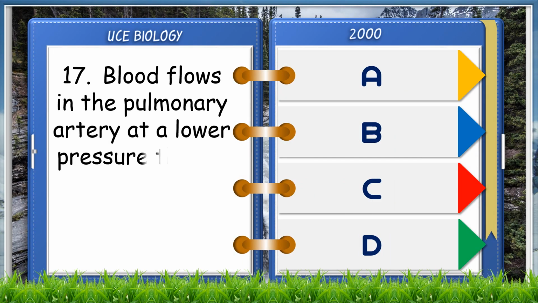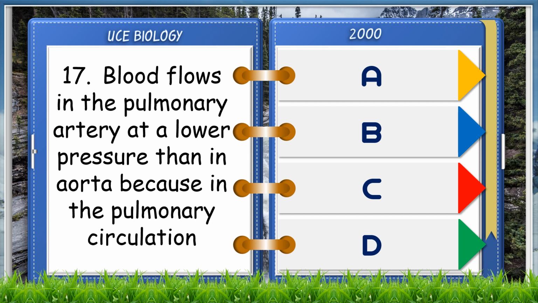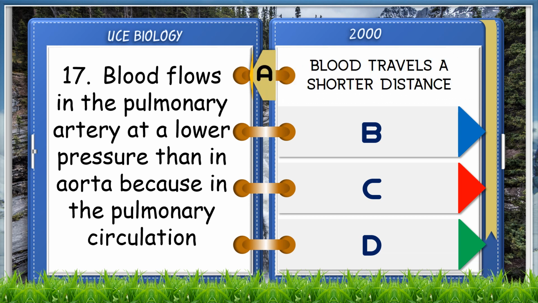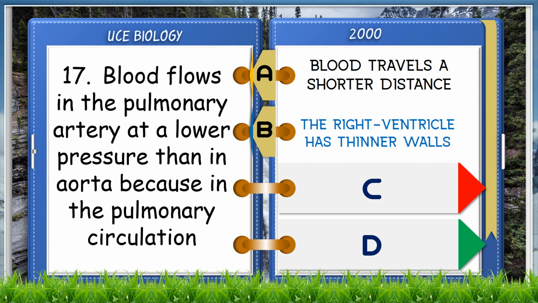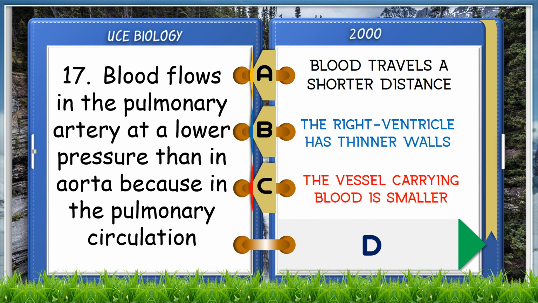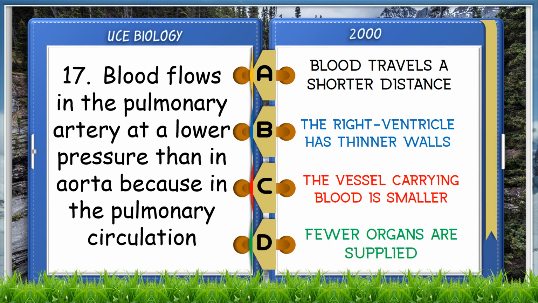Blood flows in the pulmonary artery at a lower pressure than in the aorta because in the pulmonary circulation, A. Blood travels a shorter distance. B. The right ventricle has thinner walls. C. The vessel carrying blood is smaller. D. Fewer organs are supplied. The answer is B. The right ventricle has thinner walls.